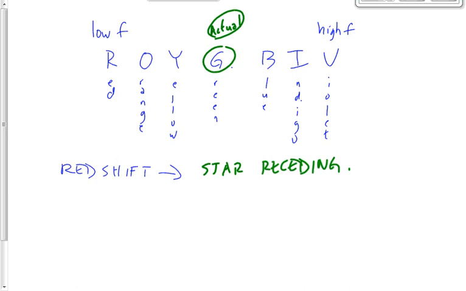What if we get a blue shift? Well, a blue shift is a higher frequency than green, right? If we get a blue shift, then that means this star is doing what? We're getting a higher perceived frequency than actually exists, so it's coming towards us, just like the fire truck coming towards us, right? So for this one, it's the star approaching.